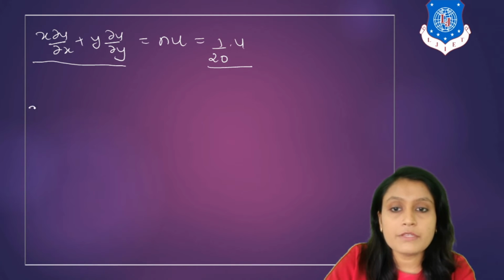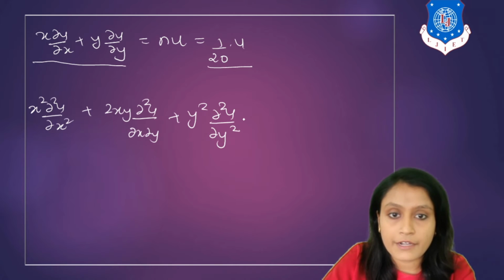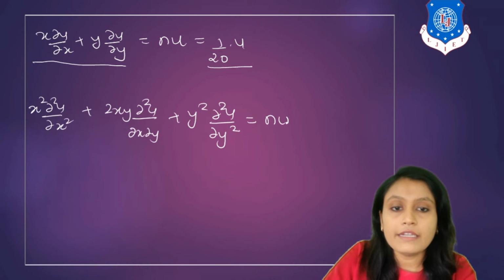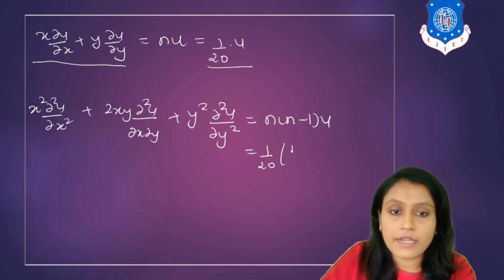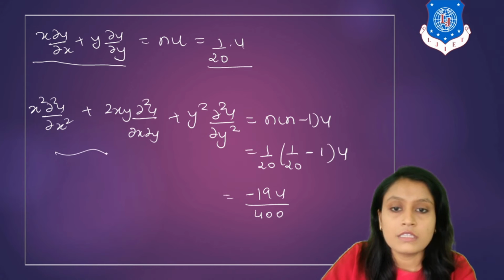Okay. Now next step is to find x square del square u by del x square plus 2xy del square u by del x del y plus y square del square u by del y square. Okay, and what is the formula? n into n minus 1 u. Okay, now we know the value of n is 1 upon 20. So here again 1 upon 20 minus 1 into u. Okay, simplify this. So here you will get 1 minus 20, that is minus 19u, upon 400. Right? So this is your final answer for this term.